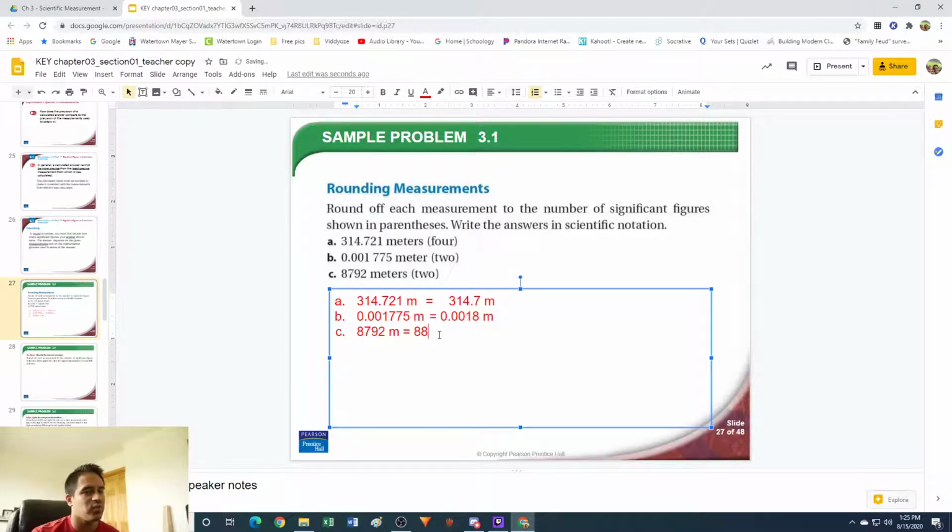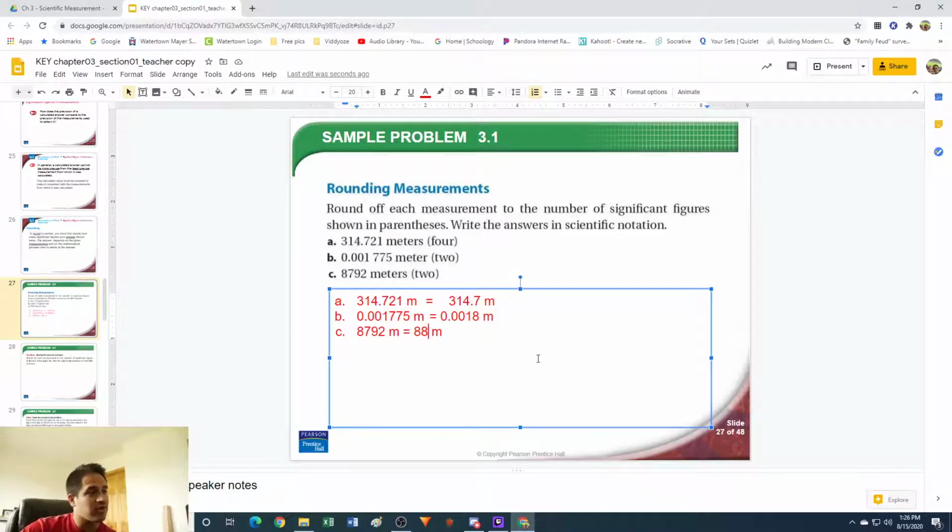Now here's the part where it's tricky. We would go, okay, we keep this 8, we keep the 7. The 7 here gets rounded up to an 8 because of the 9, so we get 88, bam, 88 meters. 2 sig figs, right? Wrong. And the reason is we've lost the value of our number. Our number was 8,792 meters, and we just rounded it to 88 meters.